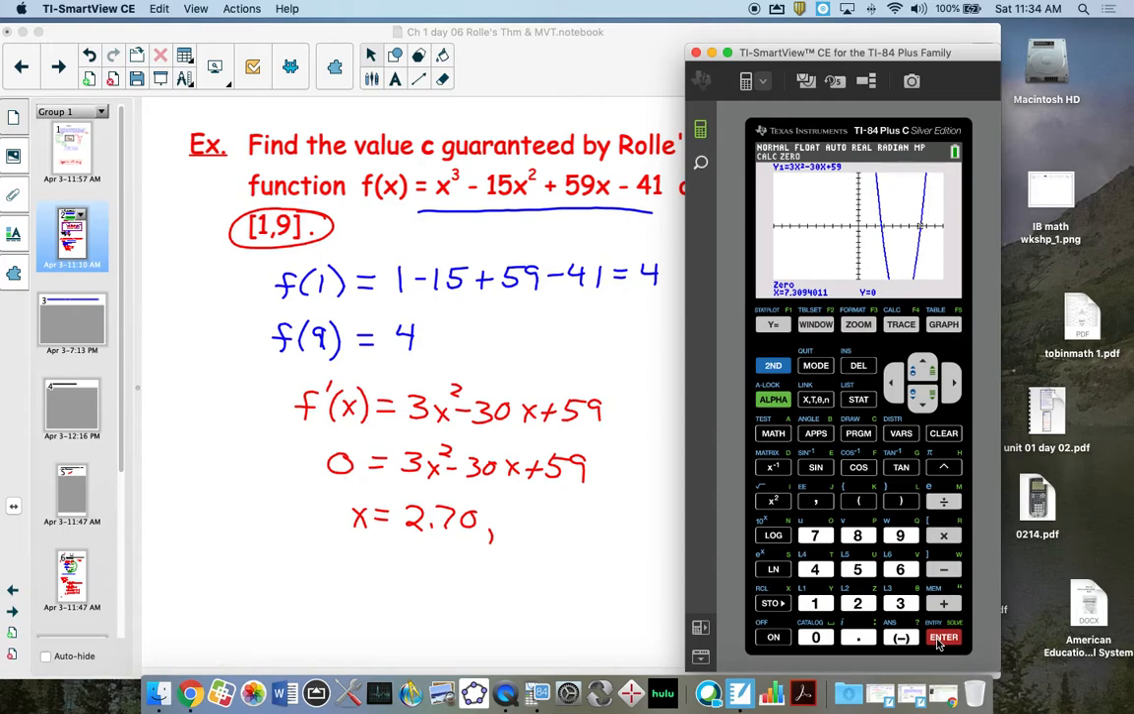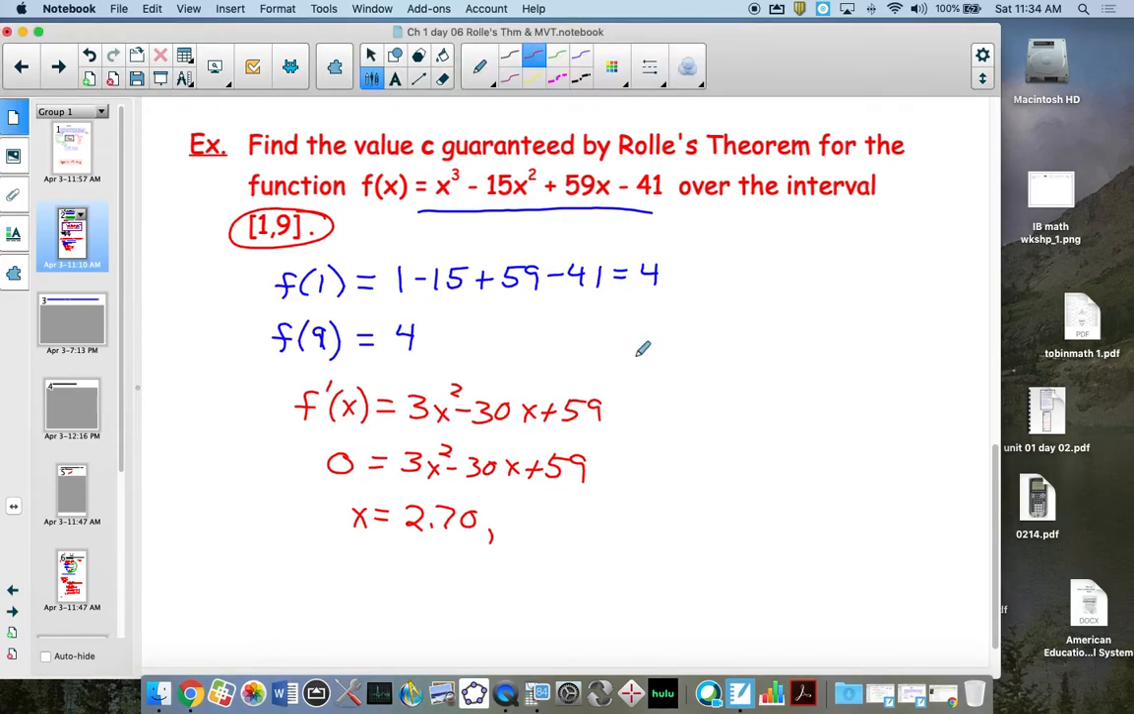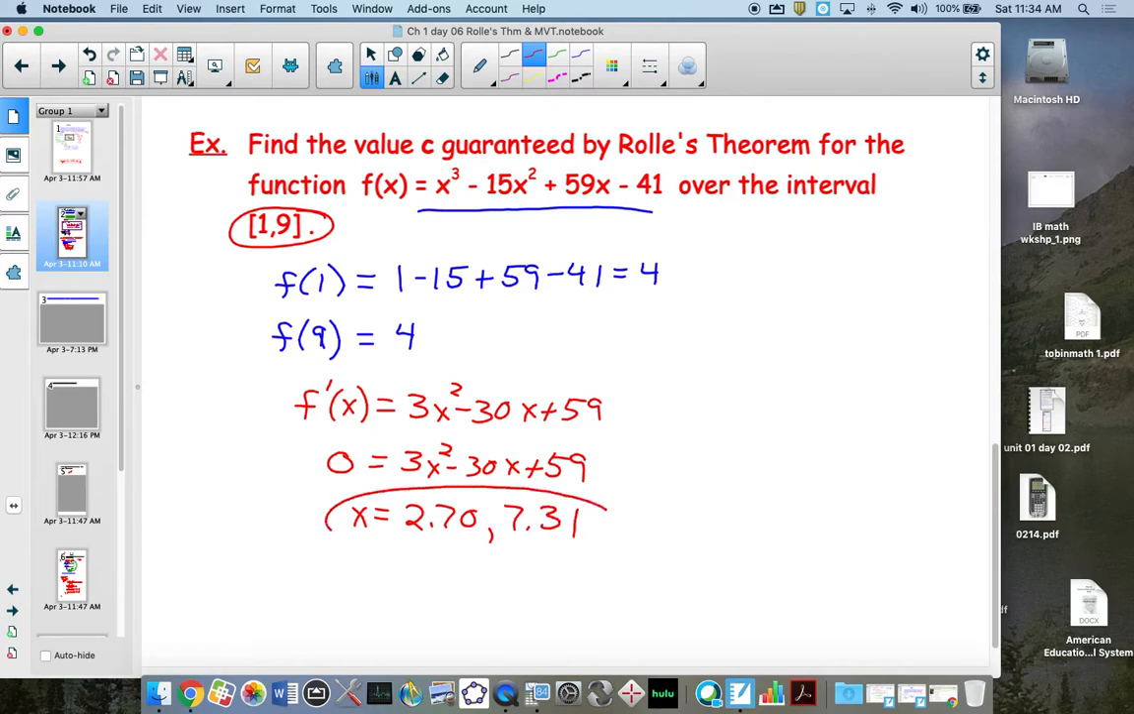And so it's 7.309, so 7.31. Now, if we couldn't use a calculator, we would use the quadratic formula, and you'd get the radical expressions for those. And that's it. So we found actually 2 values guaranteed by Rolle's theorem.